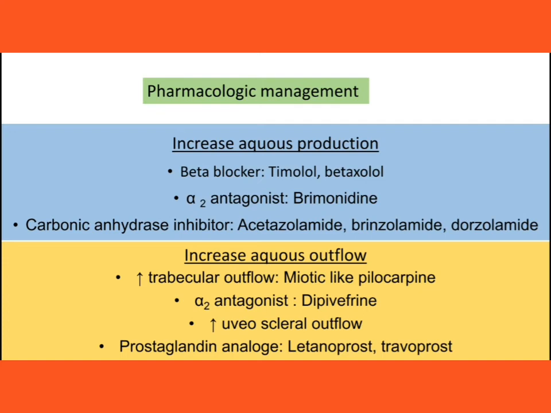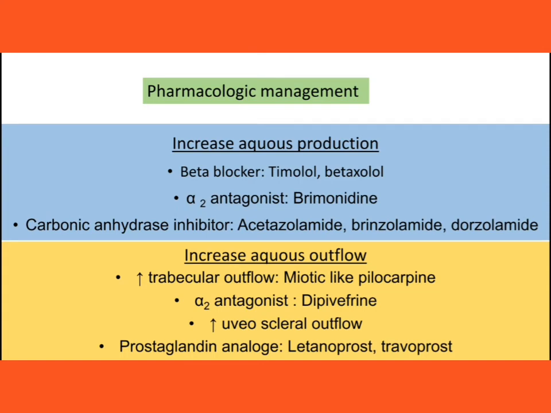Now, as I already told you, some drugs are used to increase the aqueous humor outflow. First of all, increase trabecular outflow. Here miotics like pilocarpine. If the person has angle closure glaucoma, then using pilocarpine will lead to constriction of the pupil, so that the anterior chamber angle opens and the aqueous humor can pass through it. That is the use of pilocarpine, a miotic drug. Another is alpha 2 agonist dipivefrin, and another is increased uveoscleral outflow.